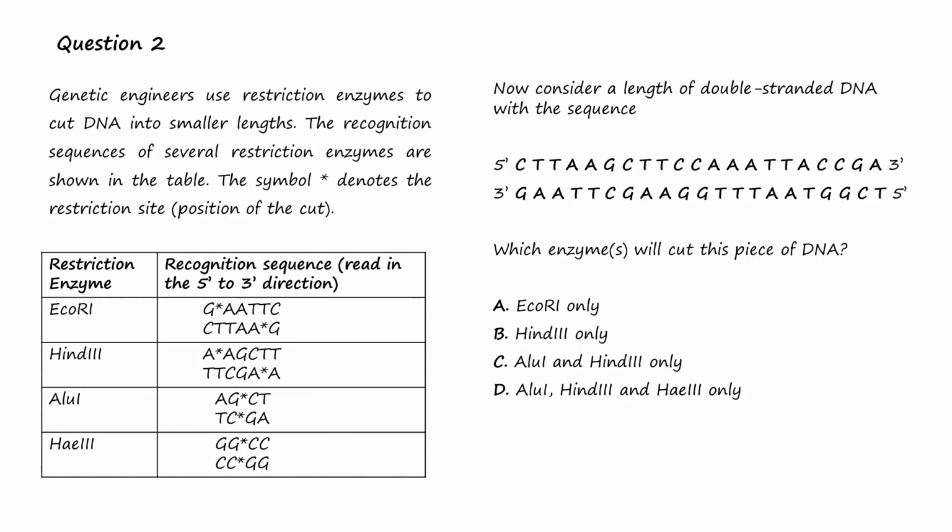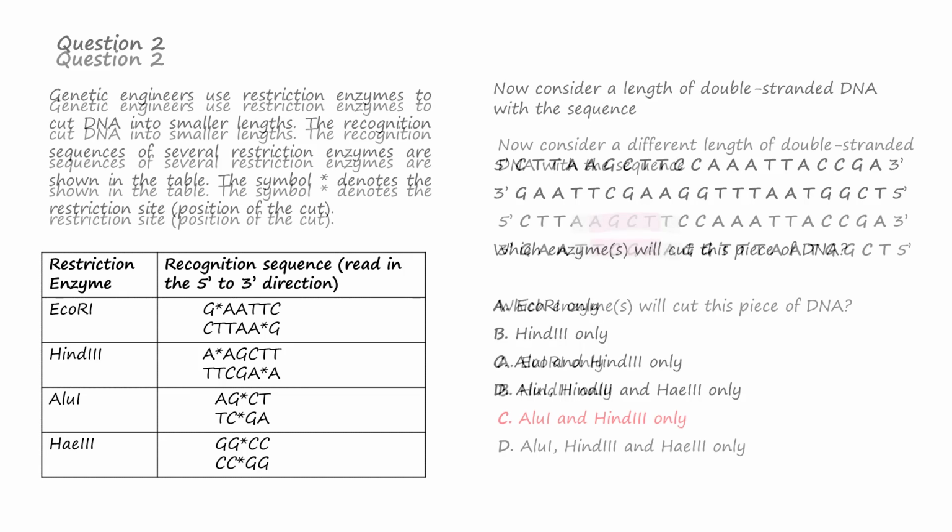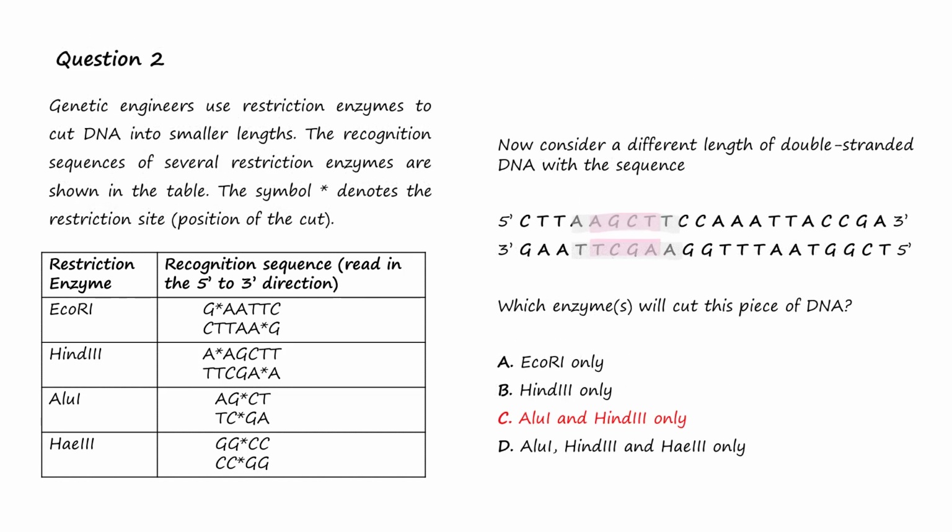Question 2. Genetic engineers use restriction enzymes to cut DNA into smaller lengths. The recognition sequences of several restriction enzymes are shown in the table. The asterisk symbol denotes the restriction site or position of the cut. Now consider a length of double-stranded DNA with the sequence shown. Which enzyme or enzymes will cut this piece of DNA? A. EcoRI, B. HindIII, C. AluI and HindIII, D. AluI, HindIII, and HaeIII. The answer to this question is C, as only the recognition sequences of AluI and HindIII enzymes can be found in the sequence given as shown.